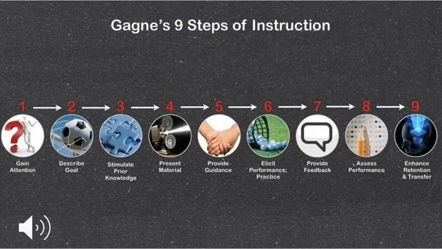Step 7. Provide feedback. Provide timely feedback of students' performance to assess and facilitate learning, and to allow students to identify gaps in understanding before it is too late. Step 8. Assess performance. Test whether the expected learning outcomes have been achieved on previously stated course objectives. And finally, step 9, enhance retention and transfer. Help learners retain more information by providing them opportunities to connect concepts to potential real-world applications.